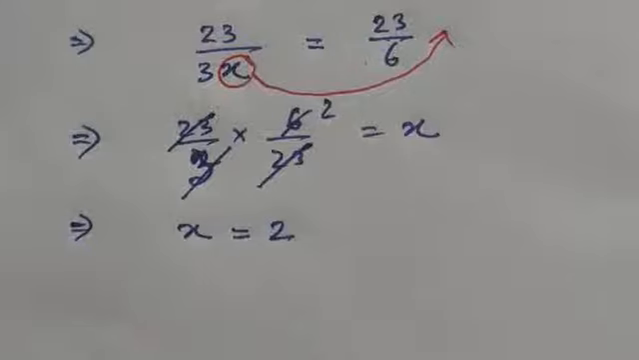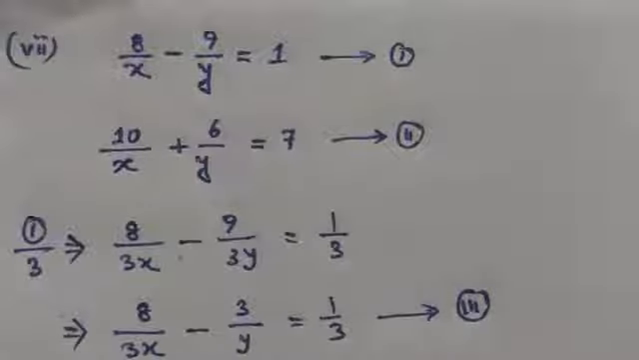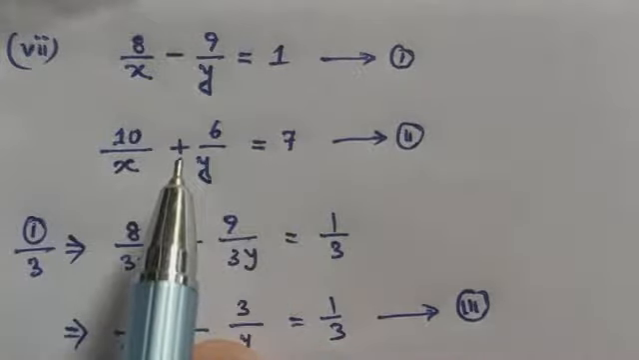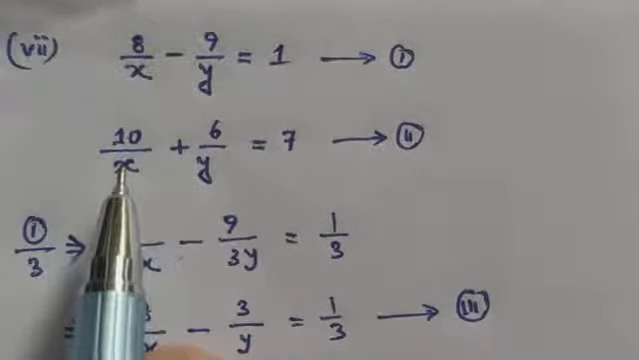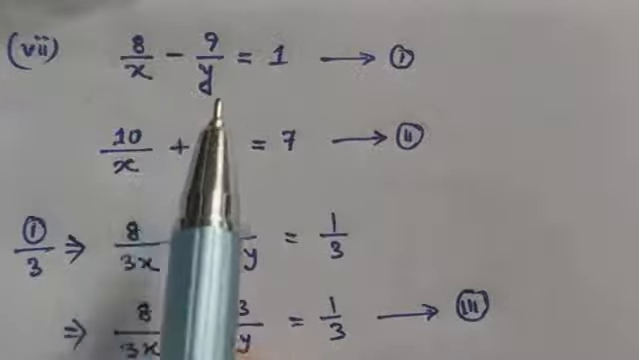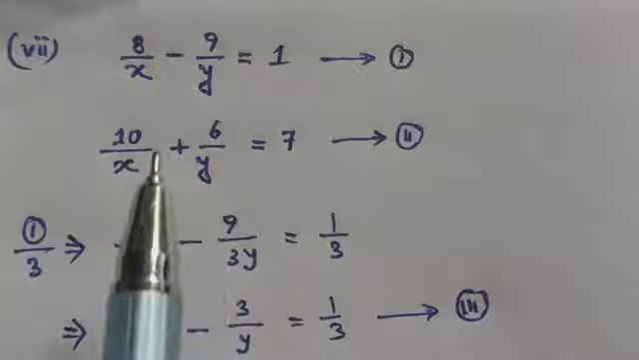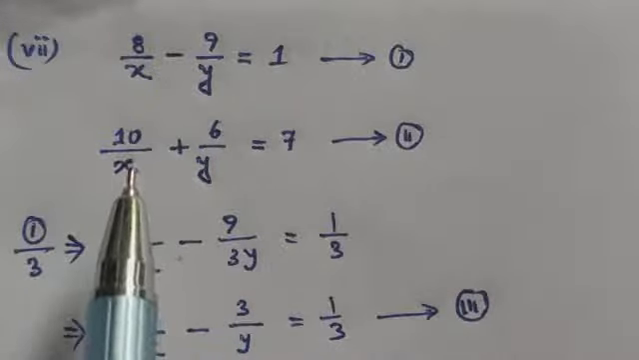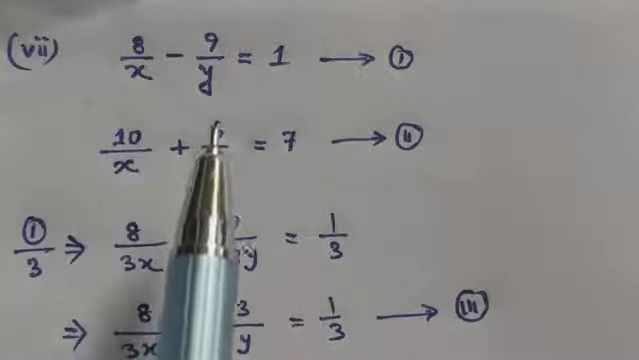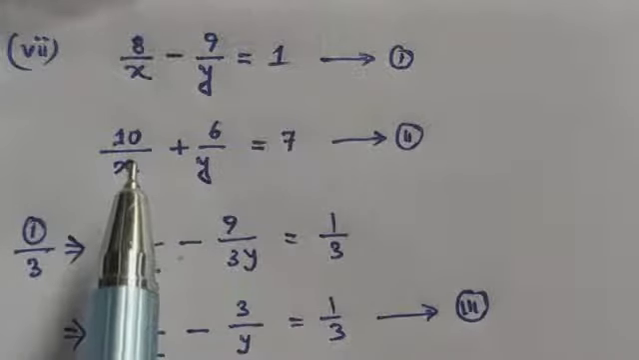After finding the value of x, our next task is to find out the value of y. As we have, this is equation number 2. In this equation, if you substitute the value of x in its proper place and solve it, you will get y value very easily. Even in equation 1 also, if you substitute, the value of y can be calculated easily. I prefer this equation number 2. Let us substitute value of x here and solve it to get the value of y. Look at the equation properly. 10 by x plus 6 by y is equals to 7. Here in place of x, we are going to substitute its value, which is found as 2.